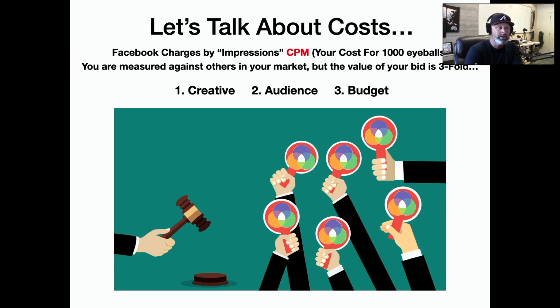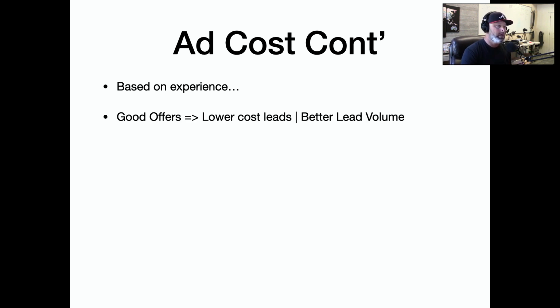So how good is your creative? How competitive is your budget? The more money you spend, the better parts of the audience you're going to be put in, assuming you have a good offer, okay? Which is why you want to test and make sure you do before you spend too much, okay? Ad costs continue. So based on my experience, I want to talk about what I've seen to make a winning campaign. Based on my experience, if you have a good offer, that leads to lower costs and better lead volume, okay? Those are the things that everybody wants.